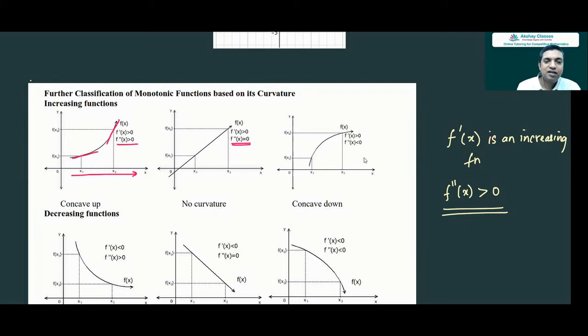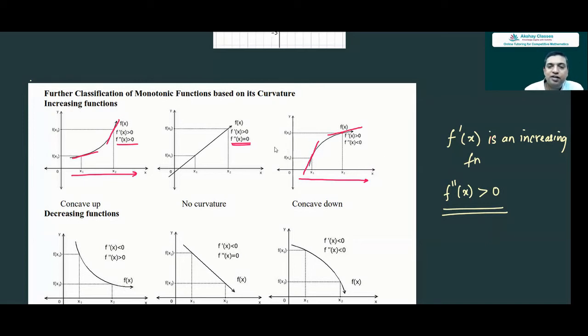Understood? And here this is an increasing function. We can see if I draw a tangent at x1, this is the tangent, and at x2 I'm drawing a tangent. Now the slope of the tangent at x1 is higher than the slope of the tangent at x2. So as I'm moving from left to right, my slopes, f dash values, are decreasing.